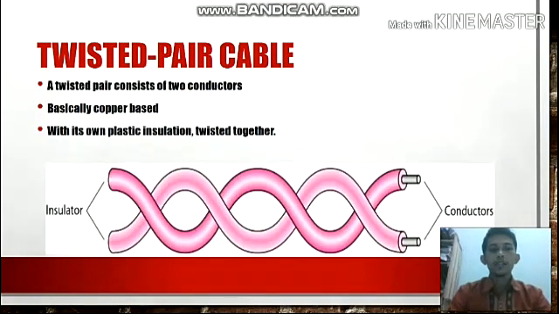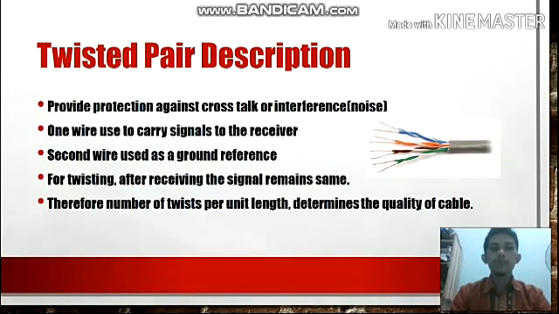Twisted pair cable. A twisted pair cable consists of two conductors, basically copper based, each with its own plastic insulation, twisted together. Twisted pair provides protection against crosstalk, interference or noise. One wire is used to carry signals to the receiver. The second wire is used as a ground reference. Therefore, the number of twists per unit length determines the quality of the cable.